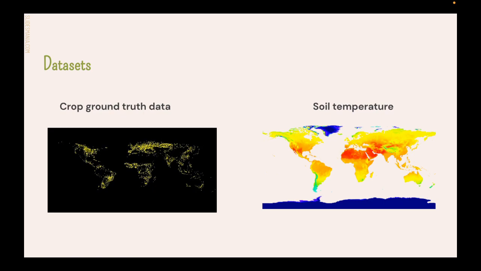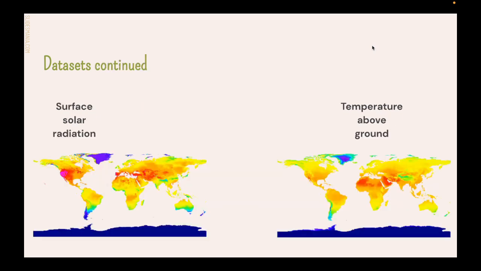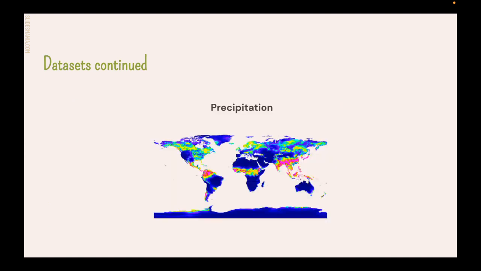So we used a lot of data sets. The most important data set was the crop ground truth data, which tells us where the crops are grown in the world. And we used 4 types of feature data. First one, soil temperature. Second one, the surface solar radiation. Third one, temperature above ground. And fourth one, precipitation. They were all in the form of heat maps that were provided by Google.